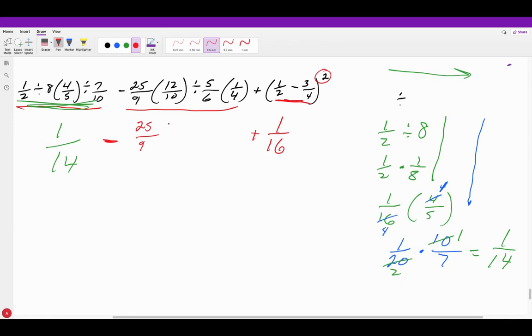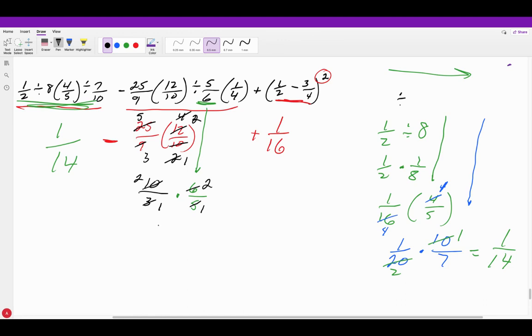So 25 over 9 times 12 over 10. Well, 3 goes into 9 3 times, and 3 goes into 12 4 times. 5 goes into 25 5 times. 5 goes into 10 twice. And I can still reduce this 2 and this 4 because they're both divisible by 2. So now I got 5 times 2, which is 10, and 3 times 1, which is 3. Now I'm dividing by this 5 over 6, so I need to bring that down. So it's multiplied by 6 over 5. 5 goes into 10 twice, 5 goes into 5 once, 3 goes into 3 once, and 3 goes into 6 twice. So now I'm left with 2 times 2 or 4. And 4 times 1/4 is going to give me just 1.